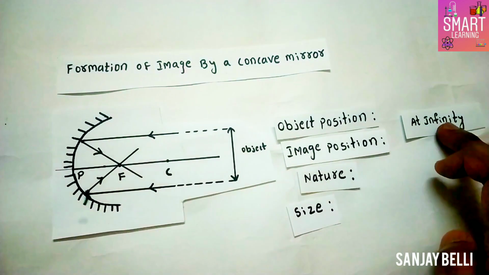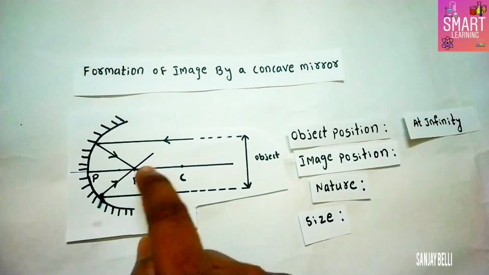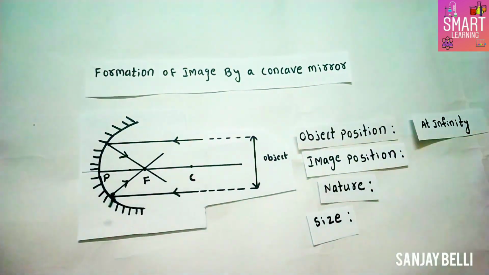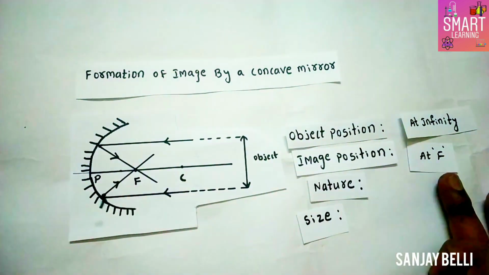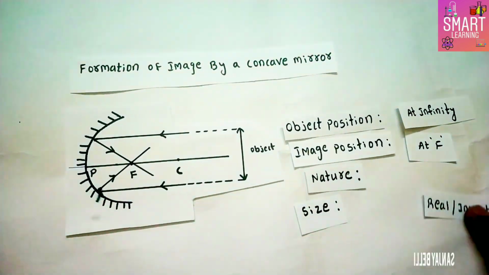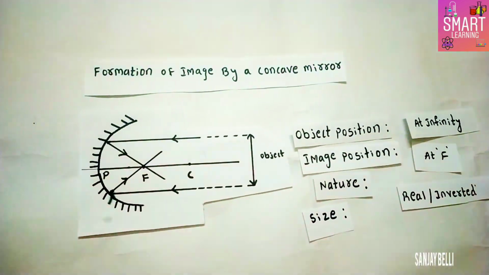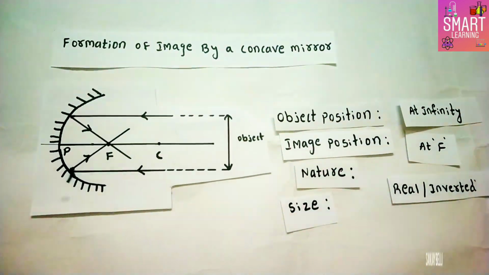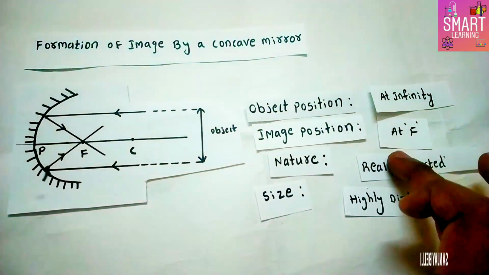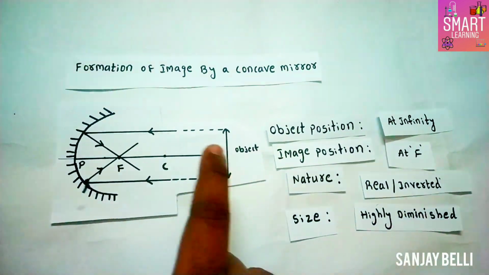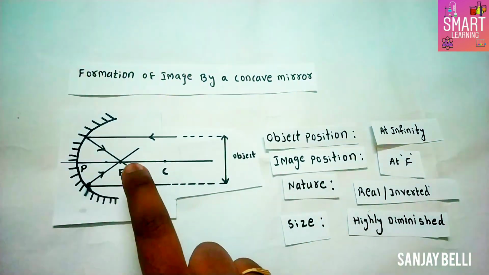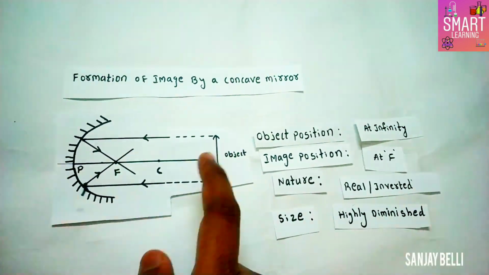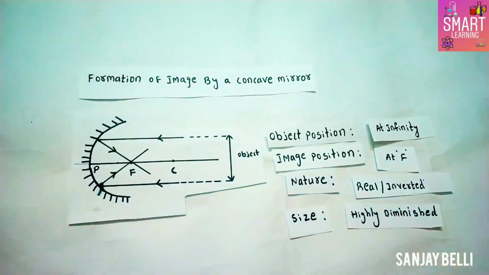So this time the object is placed at infinity. Where will the image be obtained? Where will the reflected rays intersect? The reflected rays intersect at the focal point. What about the nature? The nature is real and inverted. What about its size? The size will be highly diminished. So when the object is placed at infinity, the image will be obtained at F, highly diminished, or you can take it as point size. Both will be considered.